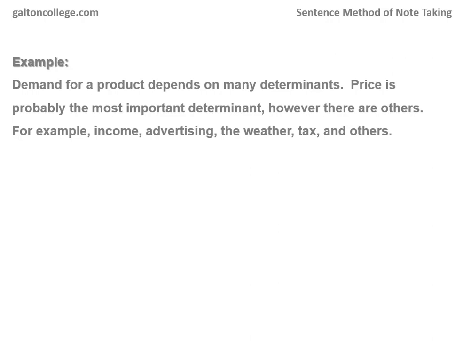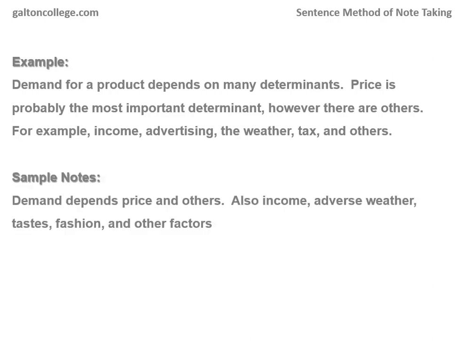Price is probably the most important determinant. However, there are others. For example, income, advertising, the weather, tax, and others. Now that's quite a complex bit. That comes from economics, and it's about demand, and it's quite complex. There's a lot of information in there.